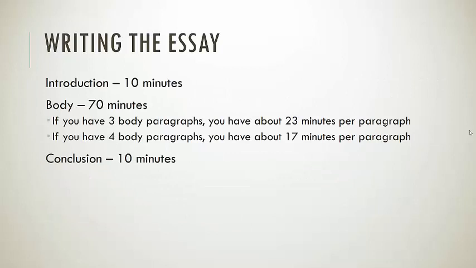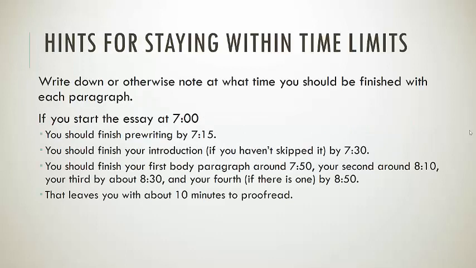I give a suggested breakdown of the time, how long you should spend on each paragraph. You should spend about 10 minutes on your introduction and another 10 minutes on your conclusion, which leaves you 70 minutes for the body. If you're doing a typical 5-paragraph essay, that would mean 3 body paragraphs at about 23 minutes per body paragraph. If you have more than that, like 4, then it's 17 or 17 and a half minutes per paragraph.